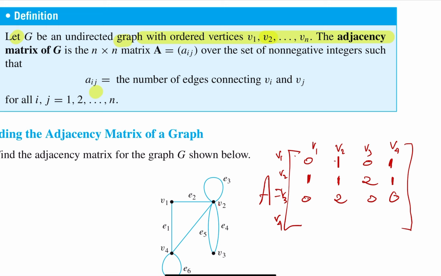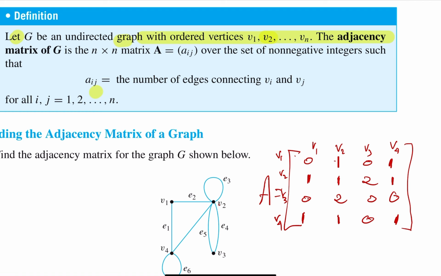Now V4 to V1 is right here. To V1 we have 1. V4 to V2 we have 1. V4 to V3 we have no connection. V4 to V4, do we have a loop? Yes, we have 1. Okay, that's it.